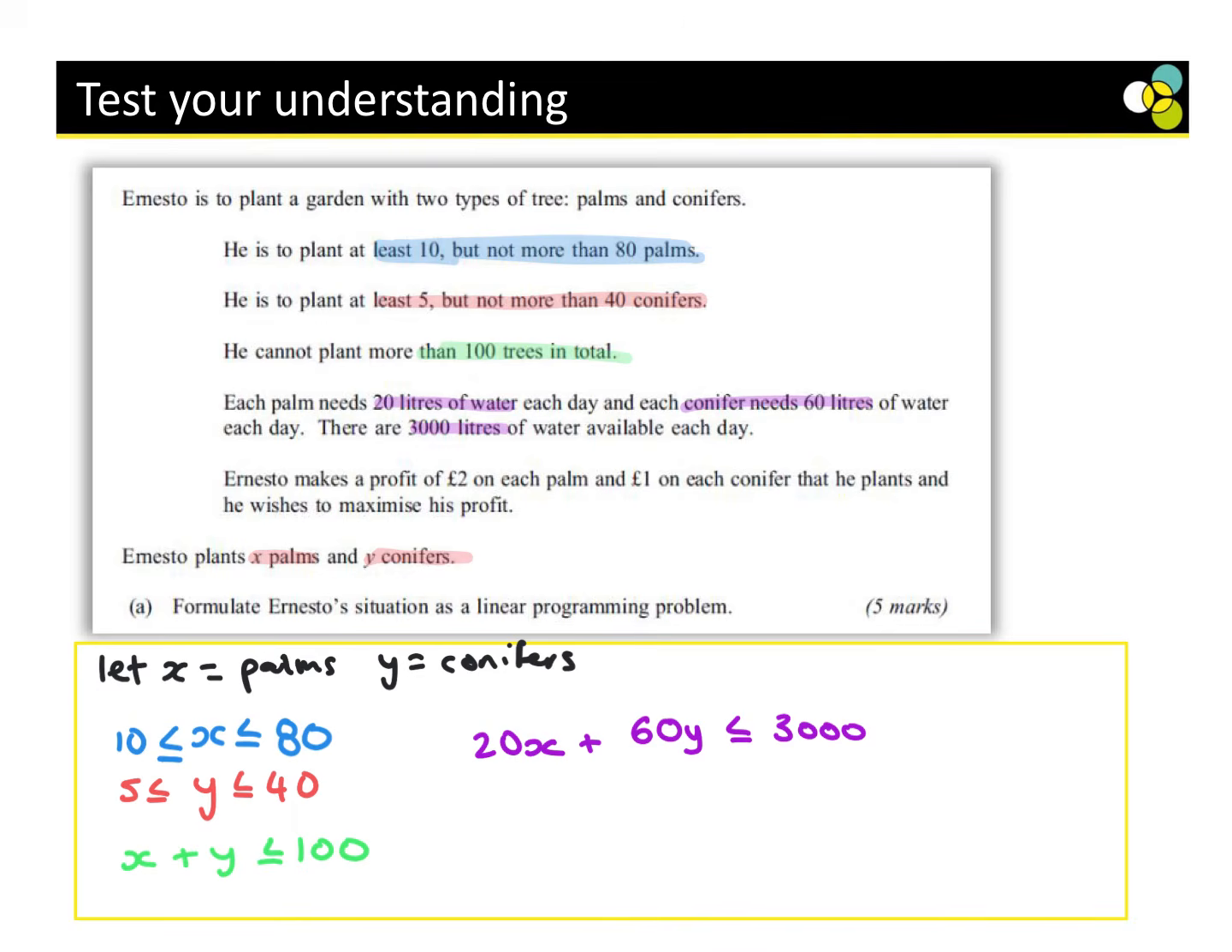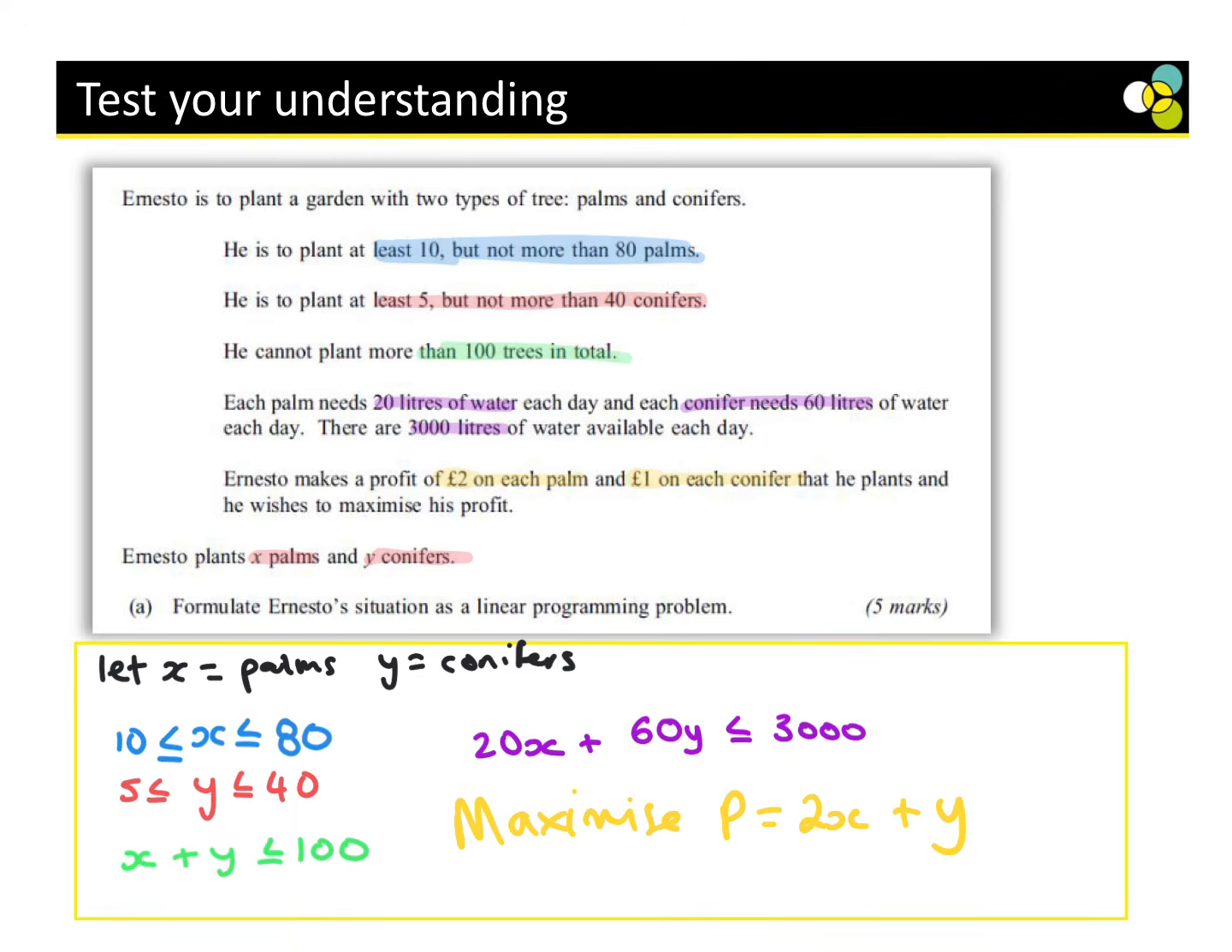Then, I'm running out of colours, everyone. Yellow. Then it says, Ernest makes a profit of £2 on each palm and £1 on each conifer. He wishes to maximise profit. So, maximise P equals 2x plus y.